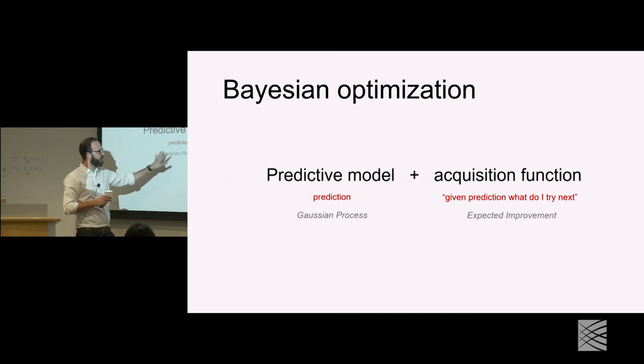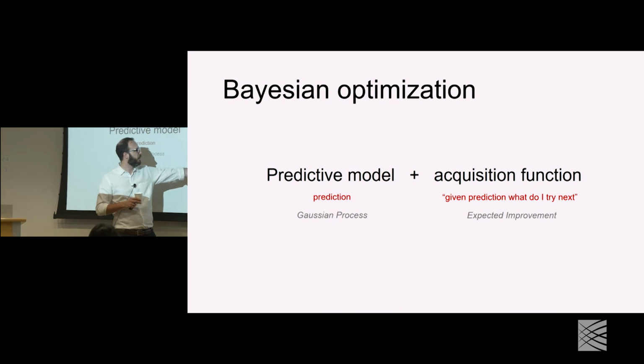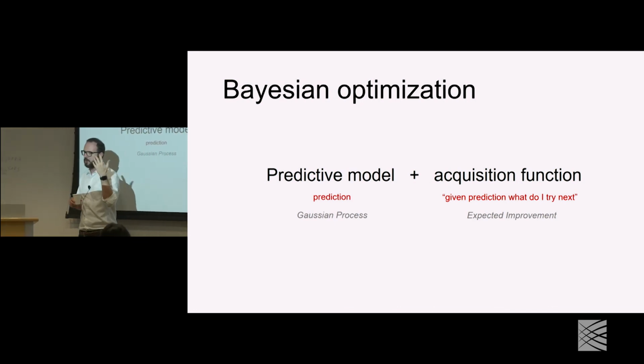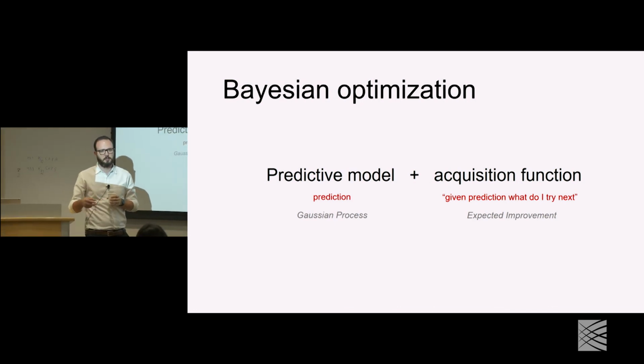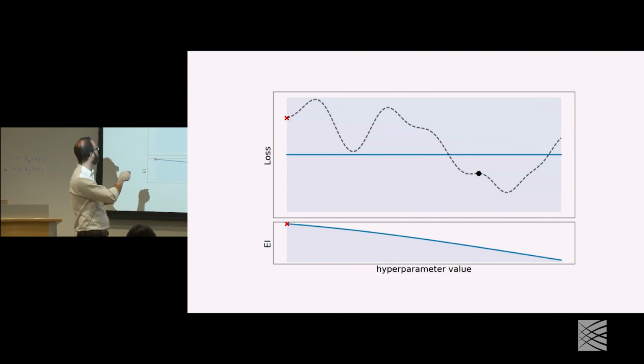Traditionally, the predictive model tends to be a Gaussian process, which is a nonlinear regression method. And the acquisition function tends to be expected improvement, but there are many others that people are developing as we speak. So let me show you an example. In these slides, I call this loss, but it's actually not. I'm maximizing, so you can think about it as an accuracy. On the x-axis, you have the hyperparameter value. Let's say that you're tuning a learning rate or a sparsity parameter, like an L1 sparsity parameter.